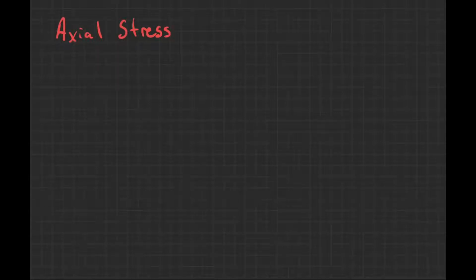The first one that we want to learn about is axial stress. Axial stress is the stress in a solid member. It is normally represented with the Greek letter sigma, which looks like that. Axial stress is defined as a force acting on a perpendicular cross-sectional area.